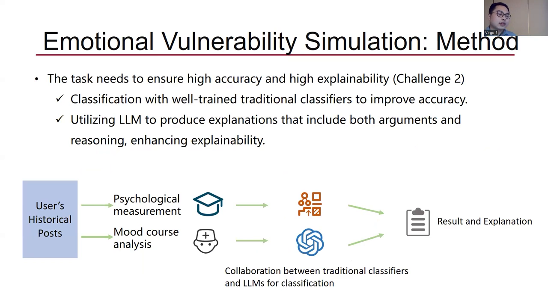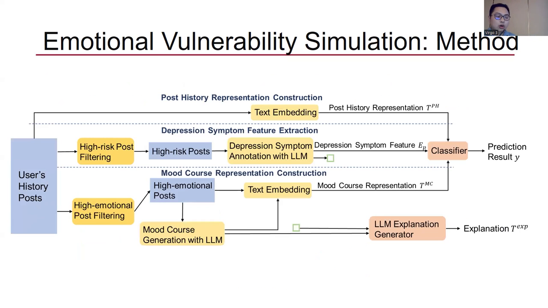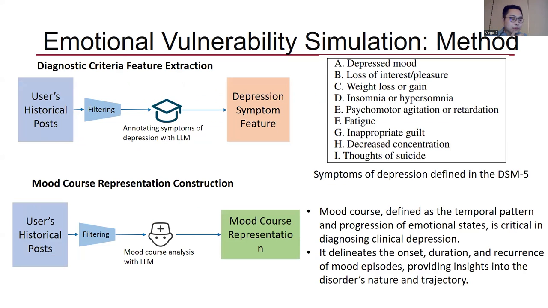But the second challenge is that the task needs to ensure high accuracy and high explainability. Classification with well-trained traditional classifiers improves accuracy. So we integrate small models with large models: we use the LLM to produce explanations based on the small model classifiers. It can include both arguments and reasoning, enhancing the explainability. So the generation of explanation is still done by the large language model. There's a cooperation between the traditional classifiers and the LLM agents for achieving higher accuracy and also explainability. So this is the whole framework I just presented.